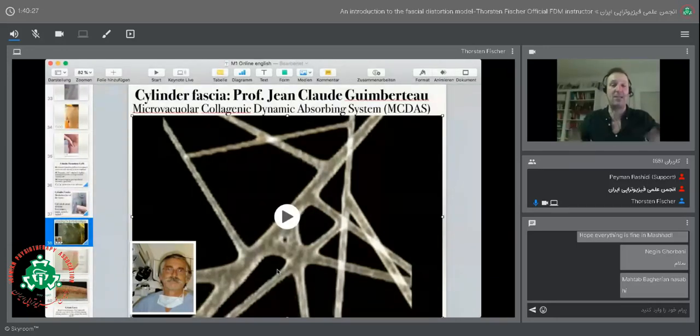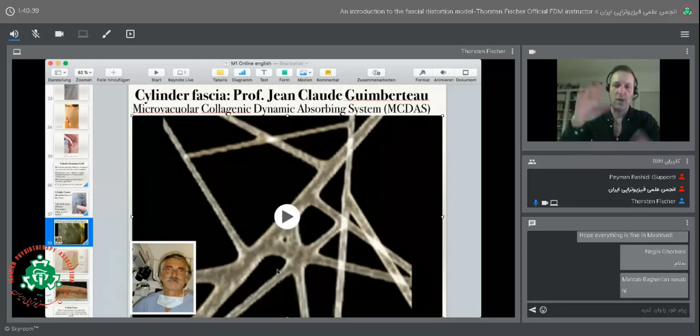And he gave us very, very interesting images. What is interesting is that he calls this tissue microvascular collagenous dynamic absorbing system. So he says too, this tissue has also an absorbing factor, how it functions. And I will give you a good example for it.